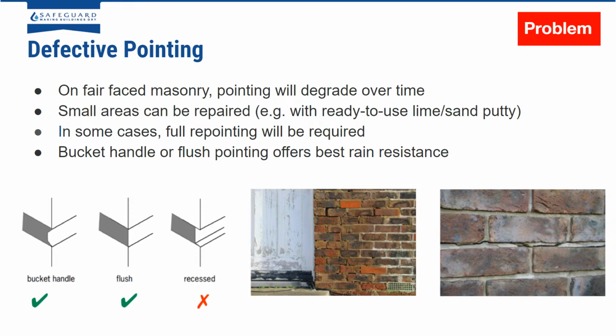And the best advice usually is to follow the BRE guidelines in their good repointing guidelines. So something like a 6-to-1-1 sand and lime and cement mix is usually quite good for most cases. And in terms of finishing the pointing, you should use either a bucket handle or flush finish, which offers the best rain resistance. And it's not advised to use recessed finish.